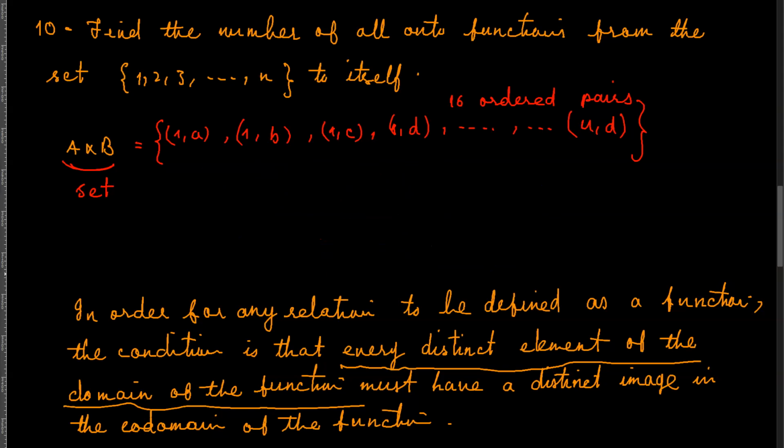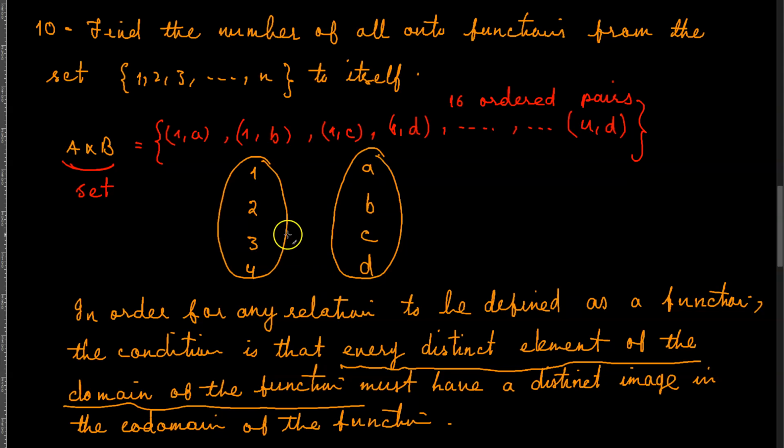For example, I take my A as 1, 2, 3, and 4. And I take, for example, 4 elements here. Let me redraw this. So let's take that I have 1, 2, 3, and 4, and I have A, B, C, and D over here.